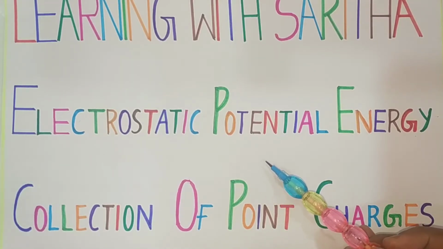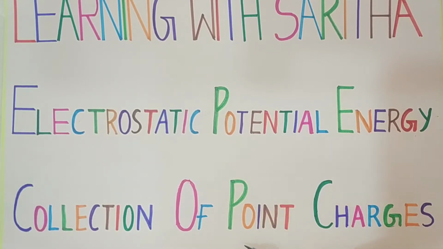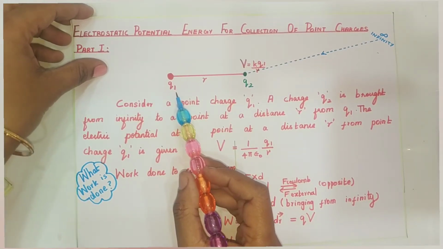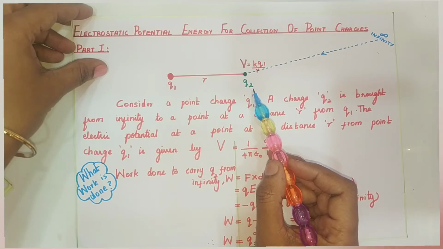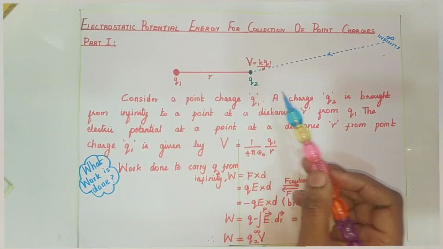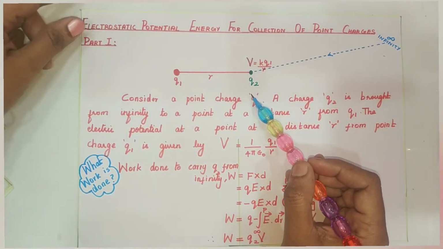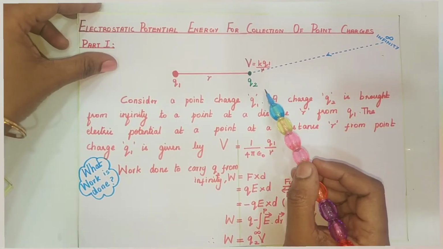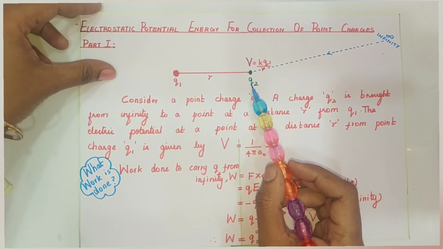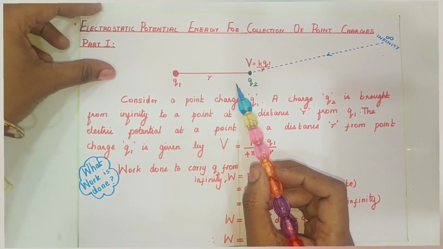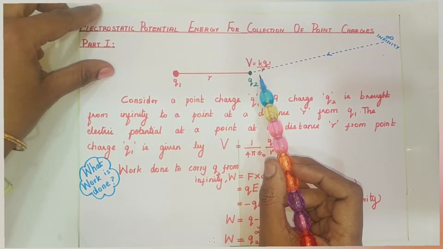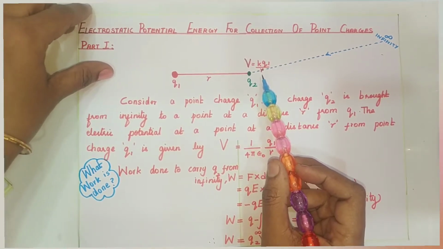In this session, we will discuss the topic electrostatic potential energy due to collection of point charges. First, we consider a source charge Q1. Now, I am going to bring a charge Q2 from infinity to this point. For bringing the charge Q2 from infinity, some work is done and it is placed at a distance r from the charge Q1. The potential at this point will be V is equal to K Q1 by R.